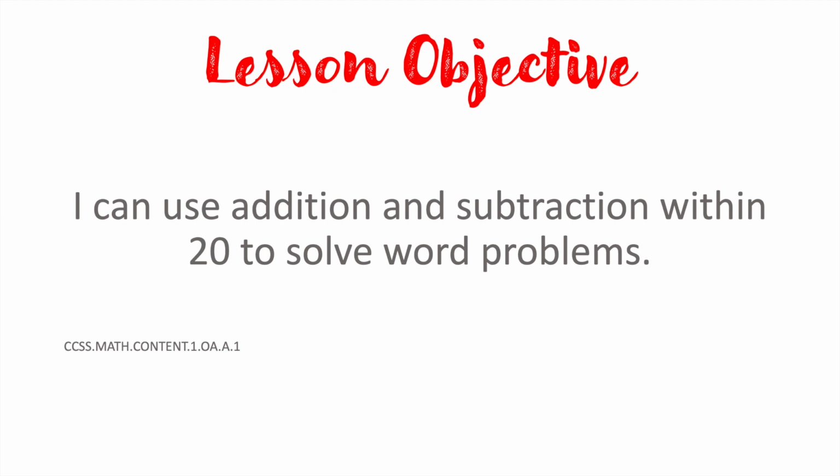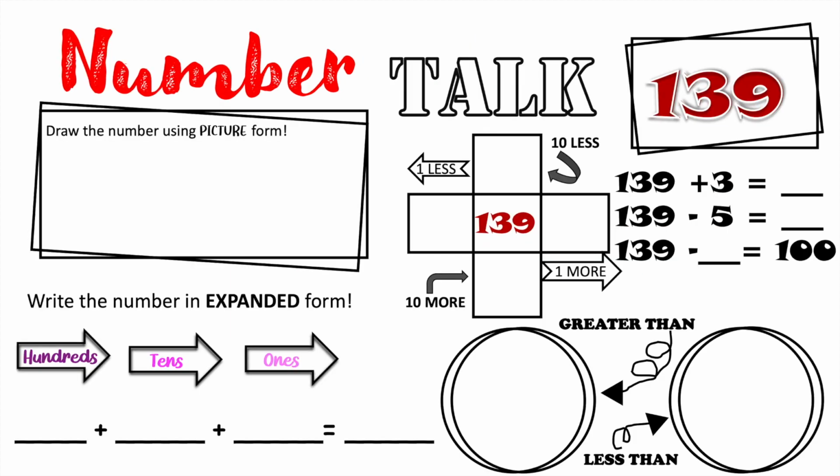Our lesson objective is, I can use addition and subtraction within 20 to solve word problems. Before we get started, let's go ahead and warm up with our number talk. Our focus number is 139. We need to write 139 in picture form.